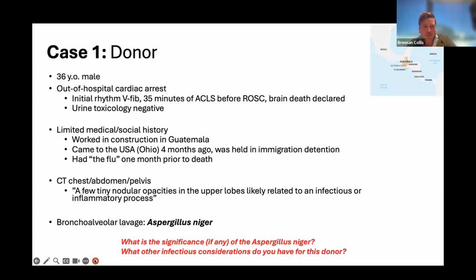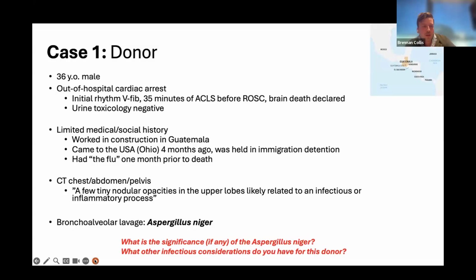Unfortunately, we did have some limited medical and social history on the donor, but what we did understand is that the donor was originally from Guatemala, where they worked in the construction industry. They came to the United States approximately 4 months prior to their death and were held in immigrant detention for a period of time. And our donor also had a respiratory viral illness, which was noted to be the flu, 1 month before their death.